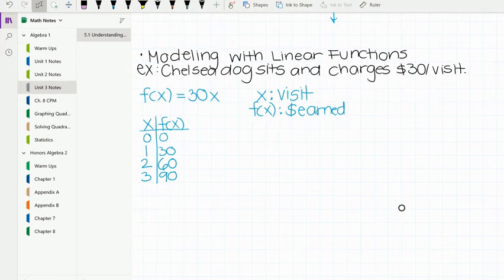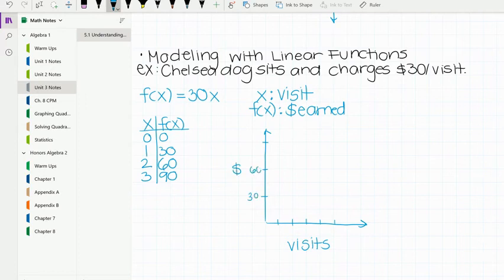So we're going to go ahead and set up a graph. So far we have our function. We've labeled our x and f of x, and then we're going to go ahead and set up a graph. So our x-axis is going to be visits. And then our y-axis is going to be the money earned. So I'm going to say that this is 30, 60, 90, which makes this 15, 45, and 75.